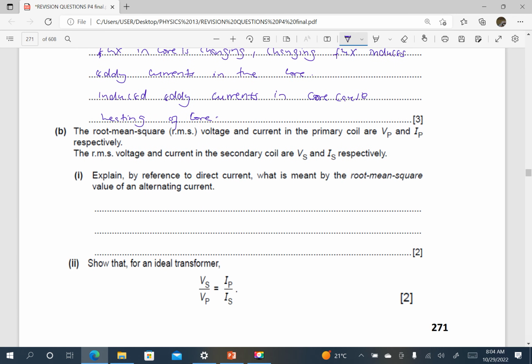Okay. The root mean square voltage and the current in the primary coil are Vp and Ip respectively. The root mean square voltage and the current in the secondary coil are Vs and Is respectively. Explain by reference to direct current what is meant by the root mean square value of alternating current. So that value of direct current which produces the same power or heating effect in a resistor as alternating current is what we call the root mean square value.